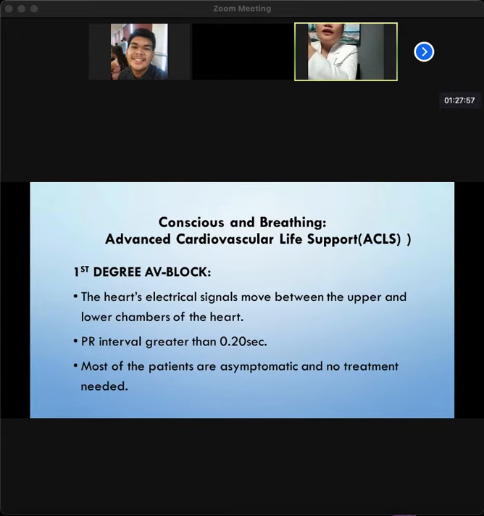So, what are the kinds of AV blocks? We have the first degree AV block. The heart's electrical signals move between the upper and lower chambers of the heart. Normally, your PR interval is 0.20 seconds and below. Pero pag sa first degree AV block, it is greater than 0.20 seconds, yung PR interval mo. Okay? Most of the patients are asymptomatic and no treatment is needed. Okay?